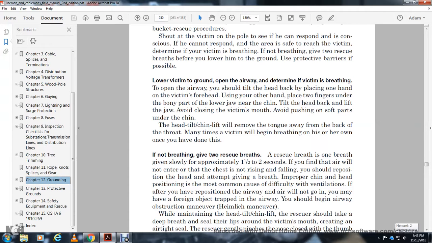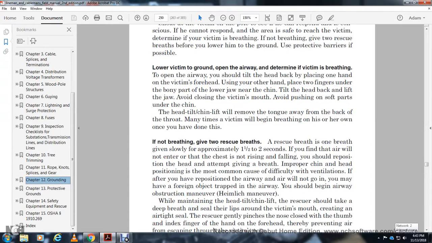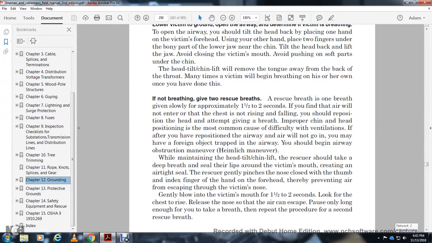Many times the victim will begin breathing on his or her own once this is done. If not breathing, give two rescue breaths. A rescue breath is one breath, given slowly, approximately 1 1/2 to 2 seconds. If you find the air will not enter the chest, you should reposition the head and attempt to give the breath again. Improper chin and head position is the most common cause of difficulty ventilating.